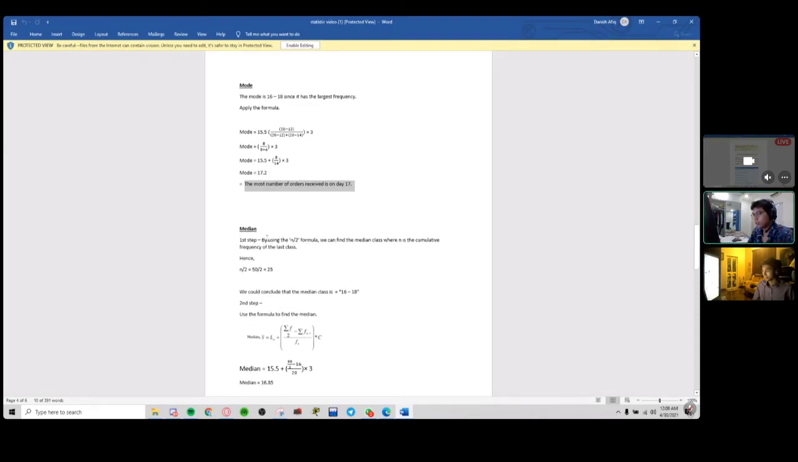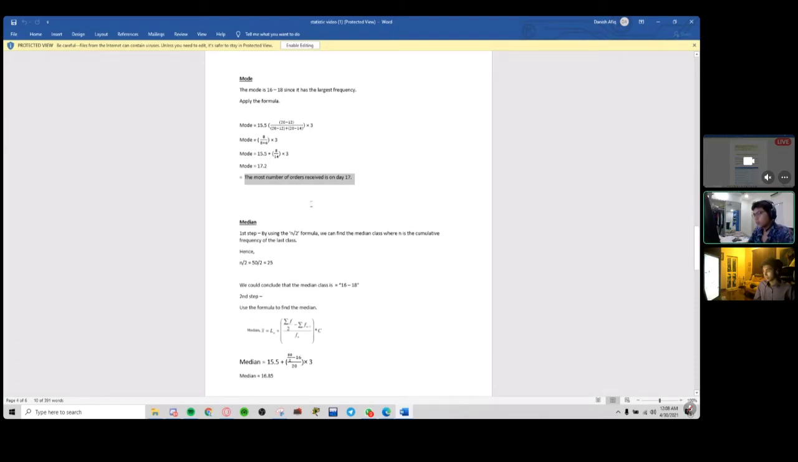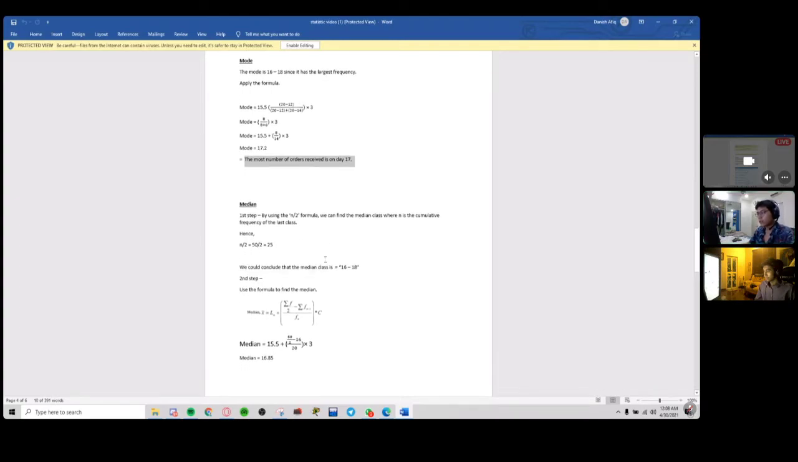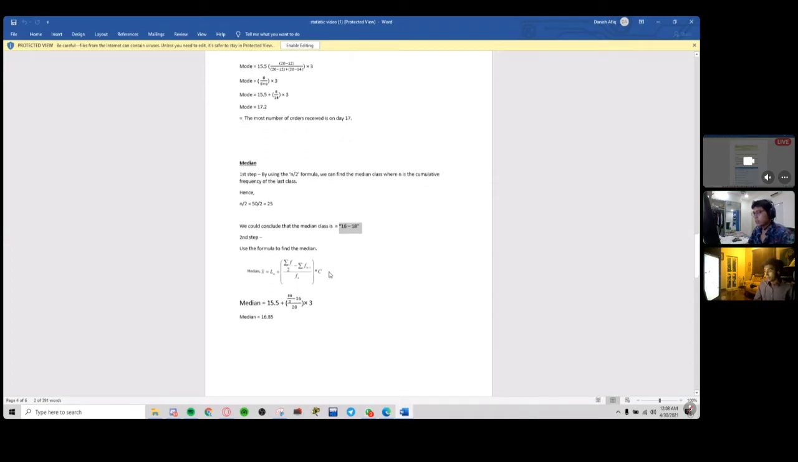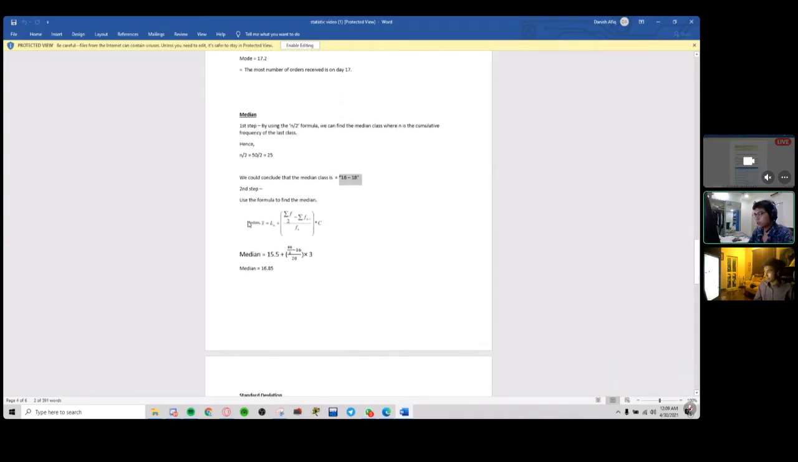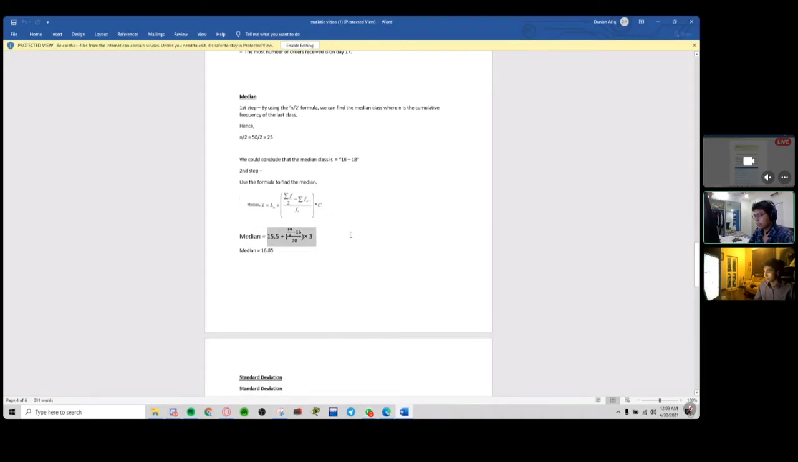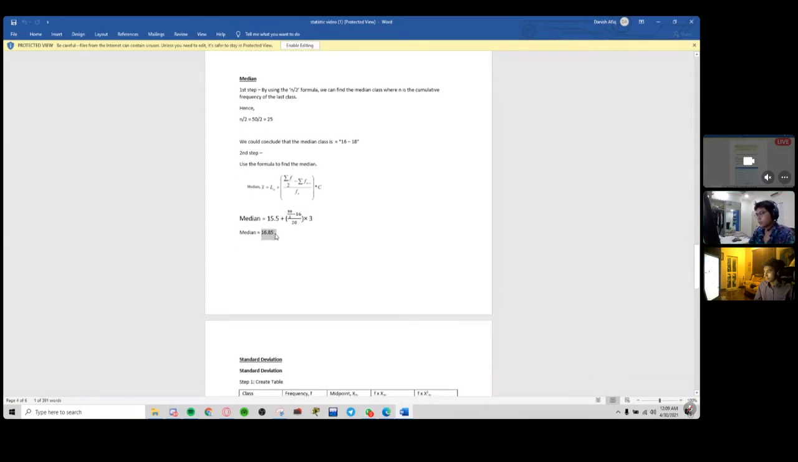Going on to the median. So the first step we need to do is to use the n over 2 formula so we can find the median class, where n is the cumulative frequency of the last class. Therefore, n over 2, which is equivalent to 50 over 2, will equal 25. So we could conclude that the median class is 16 to 18. Now to the second step, we need to use this formula to find the median. As you can see, this is the calculation, and the median we got was 16.85.